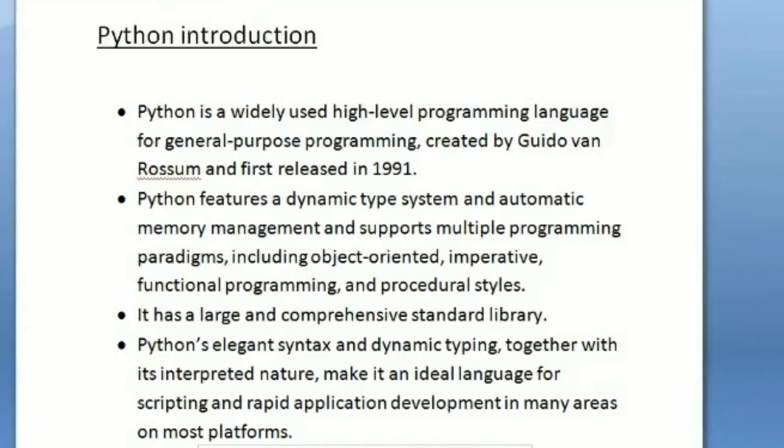Python is a widely used high-level programming language for general-purpose programming created by Guido van Rossum and first released in 1991. Python features a dynamic type system and automatic memory management and supports multiple programming paradigms, including object-oriented, imperative, functional programming and procedural style. It has a large and comprehensive standard library. Python's elegant syntax and dynamic typing, together with its interpreted nature, make it an ideal language for scripting and rapid development in many areas on most platforms.